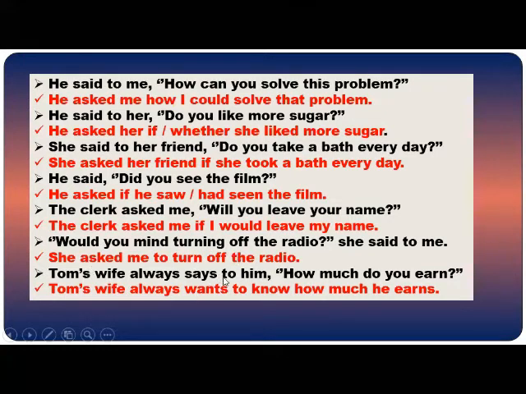Tom's wife always says to him, how much do you earn? So Tom's wife always wants to know, always asks him. Okay? This is wants to know or asks. In the present simple, so I will not change the tense of the question. So how much. You here will be he because she asks Tom. So how much he earn will be earns. I will not change the tense of the verb because it is in the present simple.